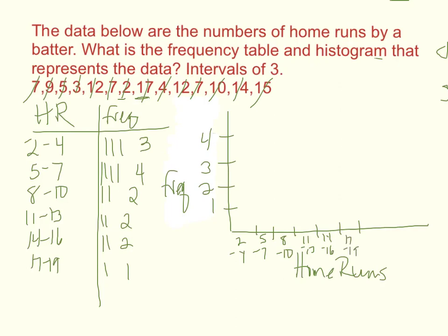So 2 to 4 was 3, and then 5 to 7 was 4, 8 to 10 was 2, 11 to 13 was 2, 14 to 16 was 2, and then 17 to 19 was 1. And there's your histogram.